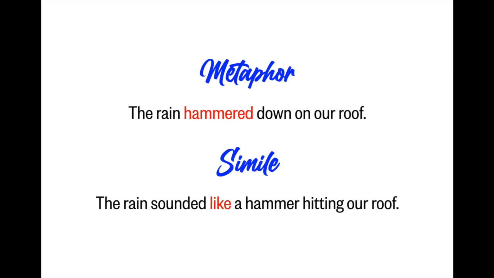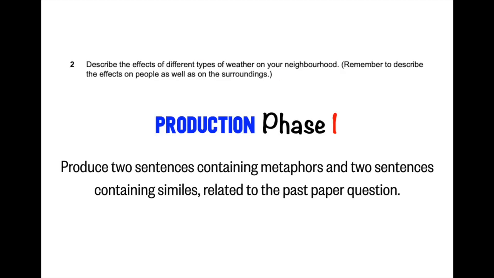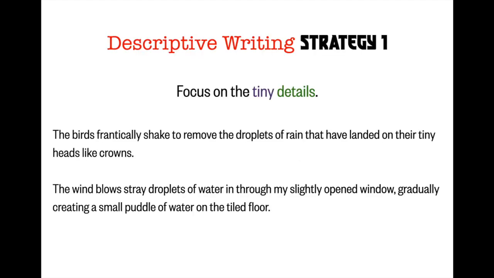It is extremely important for you to include some figurative language in your descriptive writing because that will improve the quality of it. So you've got to practice. Here is production phase 1. The past paper question is at the top of the screen. You have to produce 2 sentences containing metaphors and 2 sentences containing similes related to the past paper question above. Okay, off you go. Go do that now, please. In 3, 2, 1, let's move on.